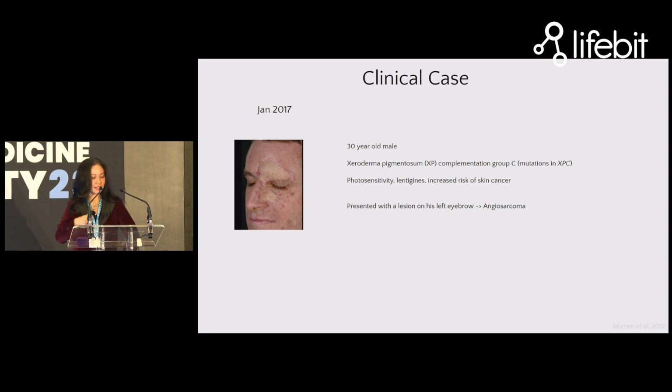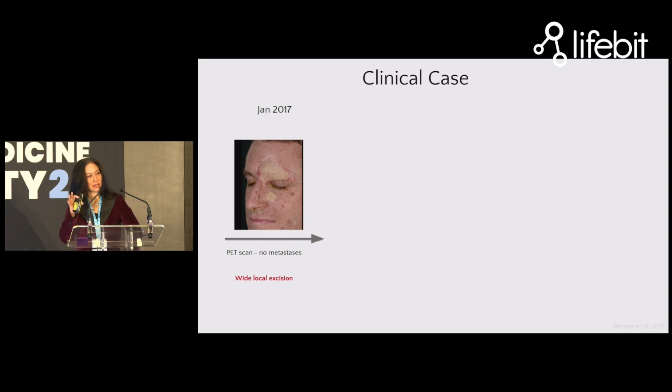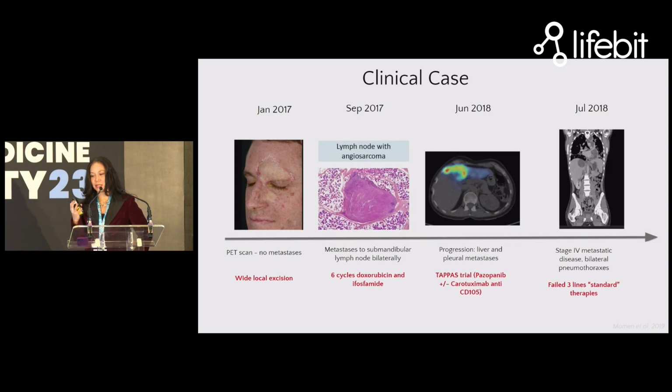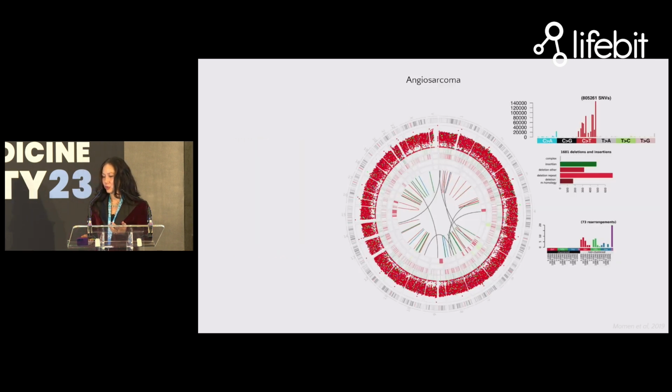So they get a lot of skin lesions. They can't fix UV damage, and they get a lot of skin cancers. So this guy comes along with this lesion on his eyebrow, and at that point, he has no mets. He has it removed, but he very rapidly develops metastases, and it just goes everywhere. It's in his brain, it's in his skin, it's around his lungs, it's around his heart, it's in his liver, and he's dying, okay? We do his genome, you see this.